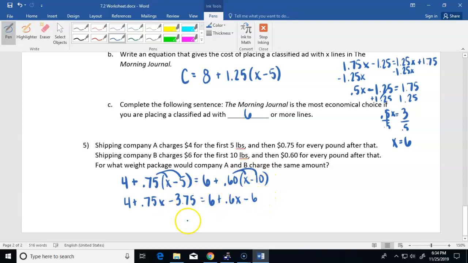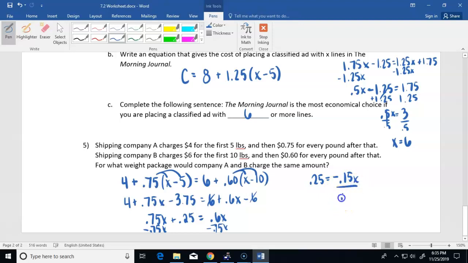We're going to combine our like terms. 4 minus 3.75 gives us 0.75x plus 0.25 equals, here I've got a positive 6 and a negative 6. Those two are going to cancel each other out. And so we get 0.6x. We've got to solve this equation for x. I'm going to subtract the 0.75x from both sides, and I get 0.25 equals negative 0.15x.